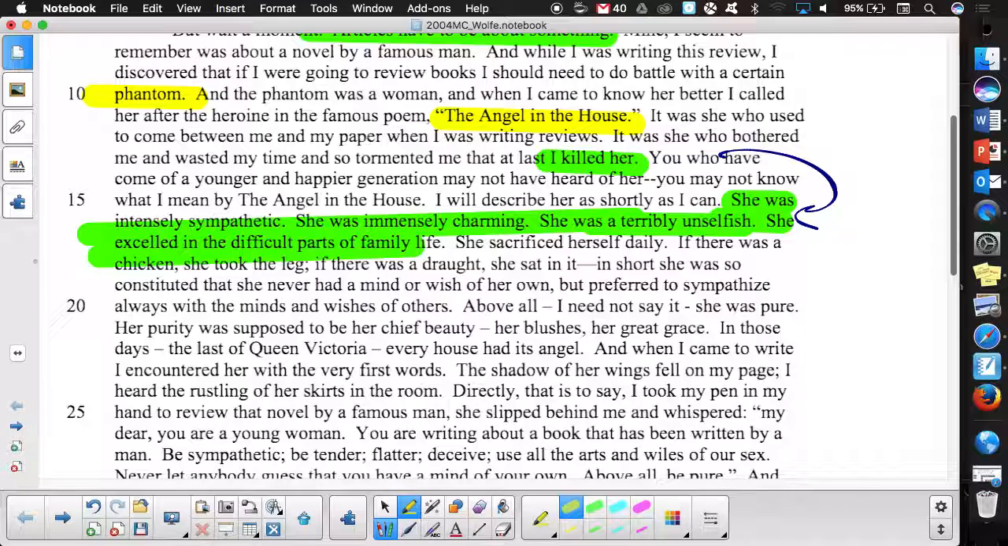Anything else? If I was going to review books, I should need two battles or a phantom. Mm-hmm. Not really something you'd think you'd have to do if you're going to review a book.